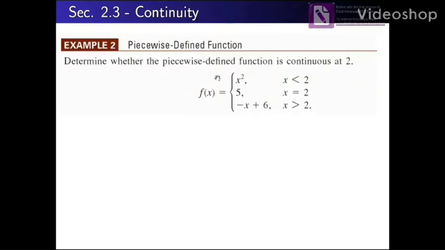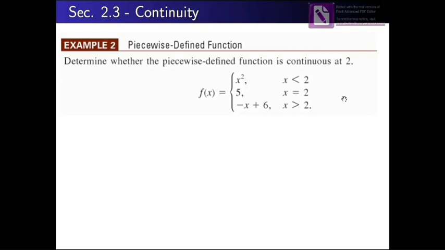Determine whether the piecewise defined function is continuous at 2. So here we have f(x) is equal to x squared when x is less than 2, 5 when x is equal to 2, and minus x plus 6 if x is greater than 2. We need to determine if this function is continuous at 2 or discontinuous.